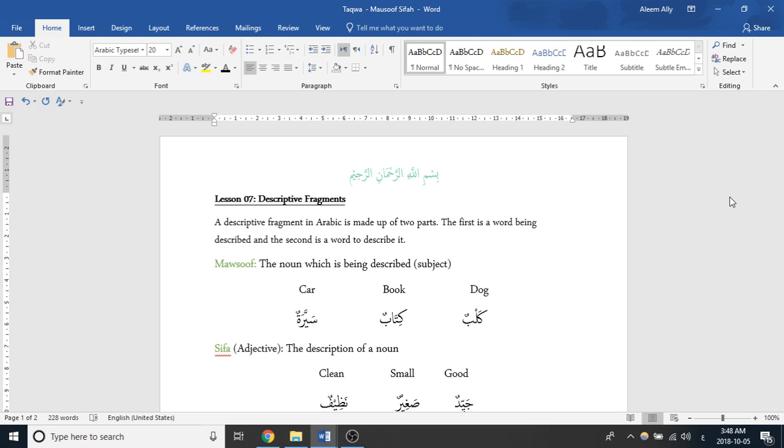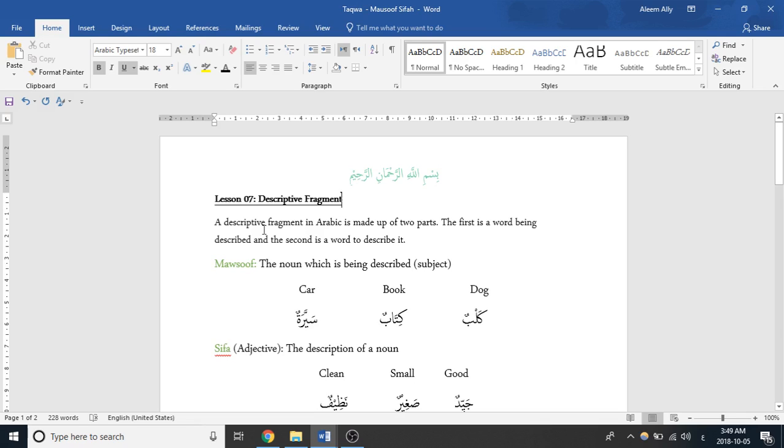So far we've learned about 2 out of the 5 fragments. We said fragments are phrases which are incomplete sentences. The first one was mudaf mudaf ilay, and the second one was harfu jar, or jar majrur. So now we're going to learn about the third one, which is a descriptive fragment, known as mawsuf sifa. A descriptive fragment in Arabic is made up of 2 parts.